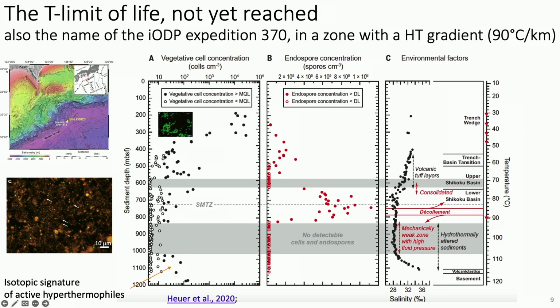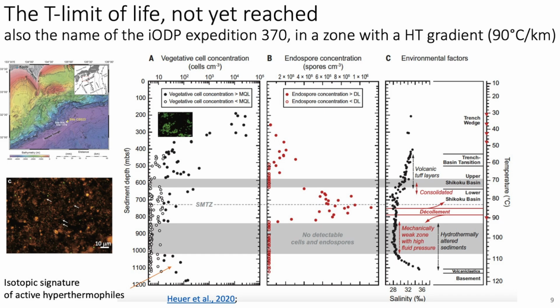But that's not exactly what happened, and you have here the major zones in terms of what's there. The trench with sediments, the basin transition, sediments from the lower plate, the lower basin, some hydrothermally altered sediments, etc. And what they found is something that's actually very common when we describe the cells in those environments.